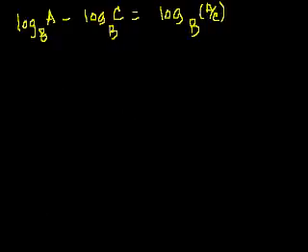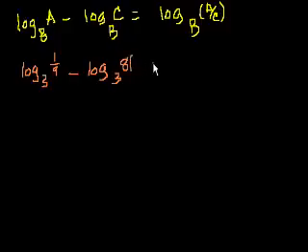And we can once again try it out with some numbers. I use 2 a lot just because 2 is an easy number to figure out the powers. But let's use a different number. Let's say log base 3 of 1/9 minus log base 3 of 81. So this property tells us that this is the same thing as log base 3 of 1/9 divided by 81.